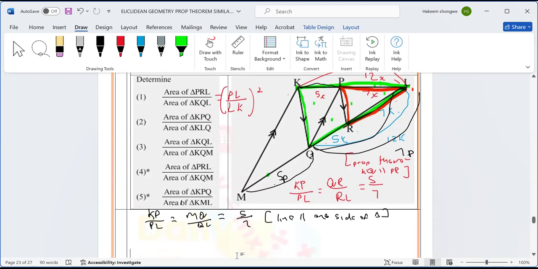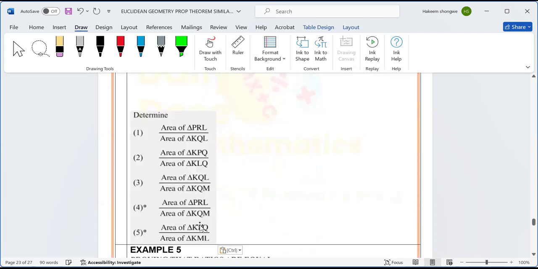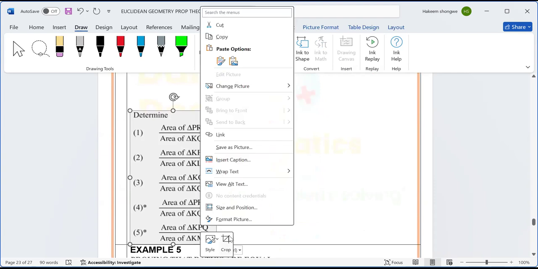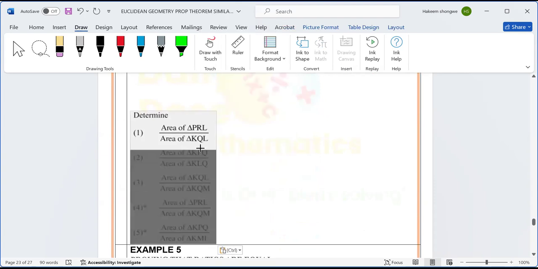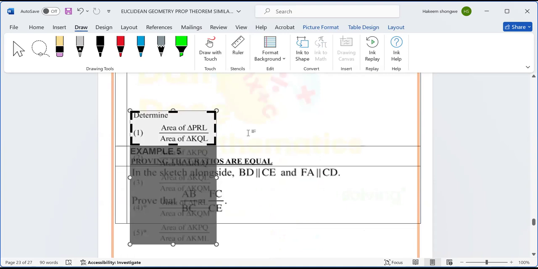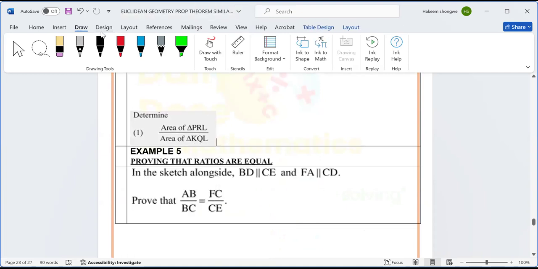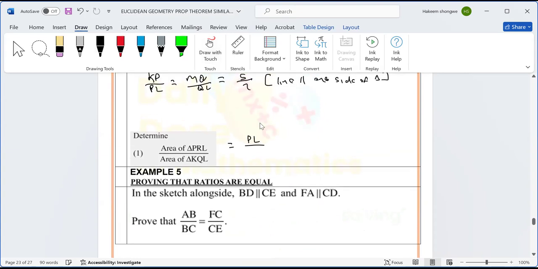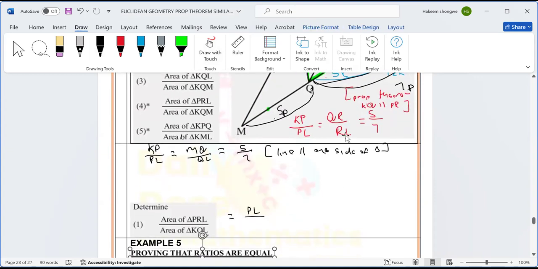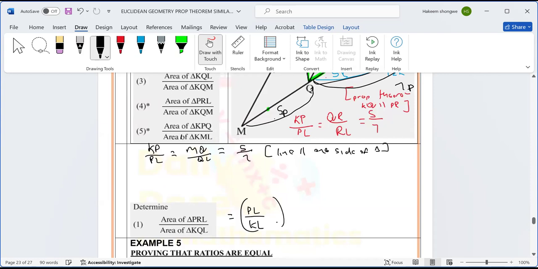And then I want to write this here. We want to know what the answer is for this one. The answer is going to equal PL over KL, all squared. Yes, it's PL over KL all squared. And then we need to give them a reason because this was not there.